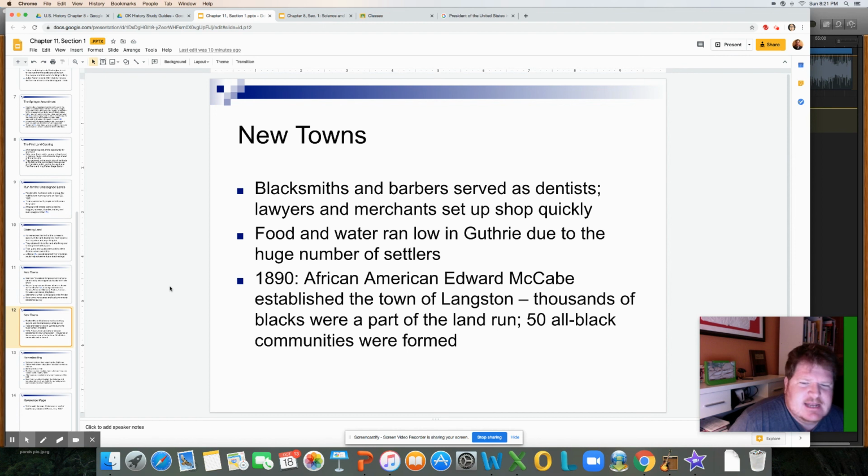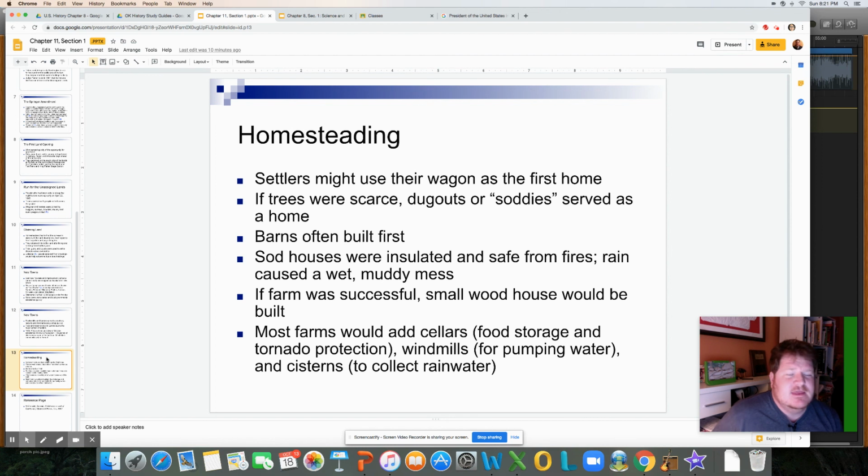In 1890, African-American Edward McCabe established his own town known as Langston, not far from Guthrie, and thousands of blacks were part of the land run. Fifty all-black communities were formed eventually. And then the homesteading. Settlers might have used their wagons as their first home.